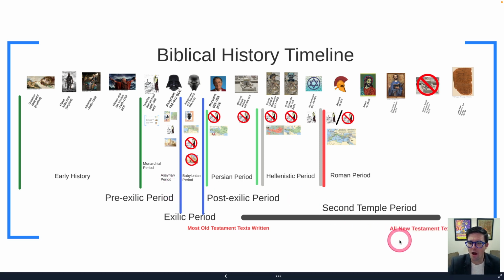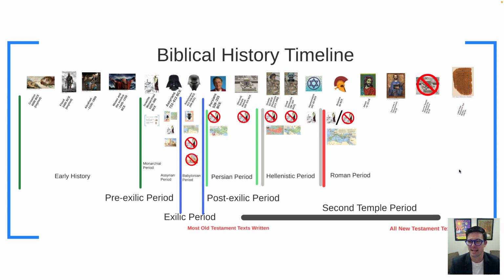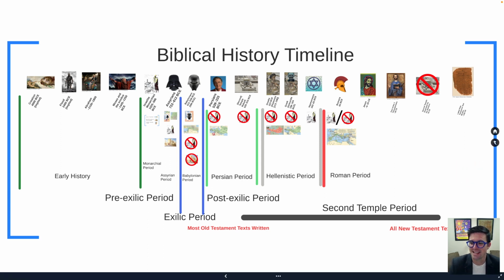And then lastly, all the New Testament texts, and excuse me for covering this up here, all the New Testament texts are going to be written in this period here, starting with Paul and the first letter he wrote, probably First Thessalonians, in about 50 CE to about 100 CE, with the writing of the last New Testament text, probably the New Testament book called Hebrews. So there you have it, an overview of biblical history, a timeline of some of the most important persons, events, and time periods in the history of the Bible.